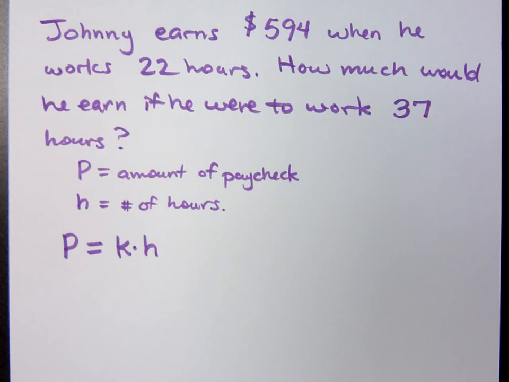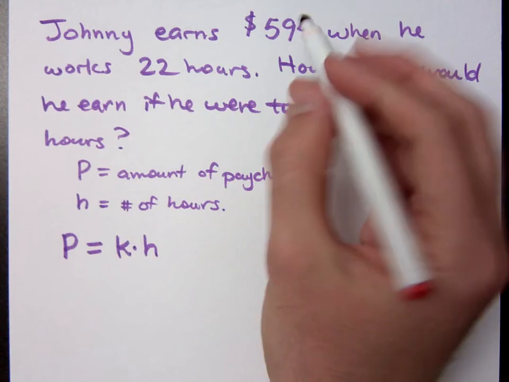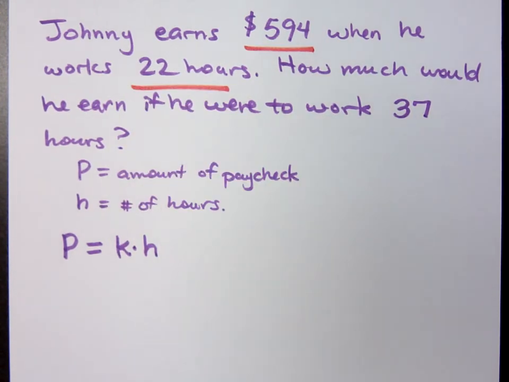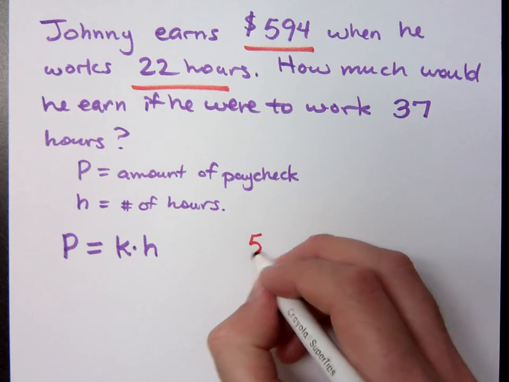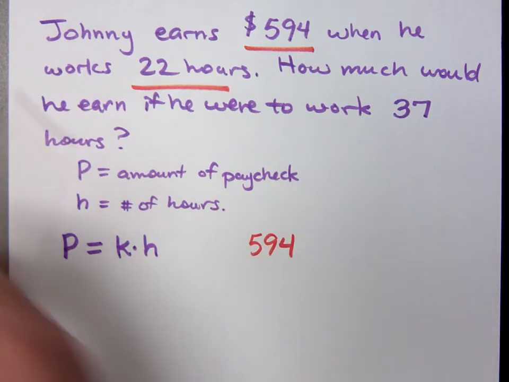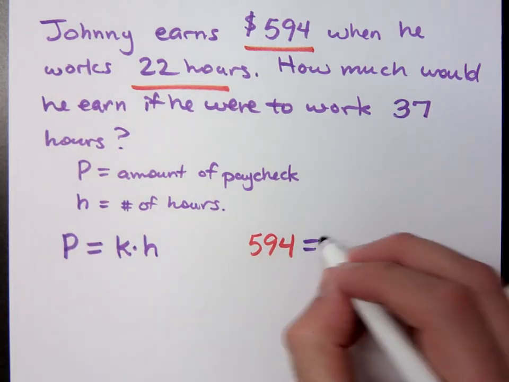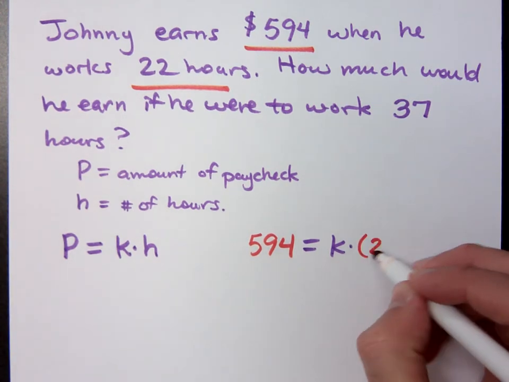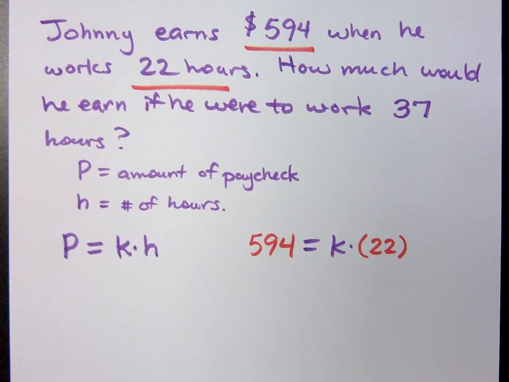To find that K, you take a specific example that the problem has given you. What's that specific example, that specific moment in time? 22. Well, it tells you this. It says, this is your pay when you work 22 hours, right? So you use that. So your pay is 594. That's equal to your K times what? Hours, which is 22. Do you all agree?